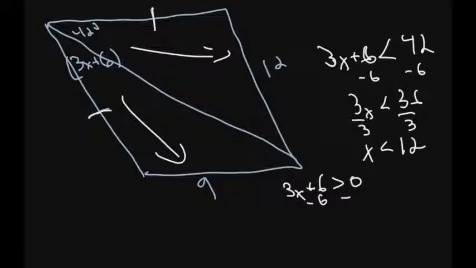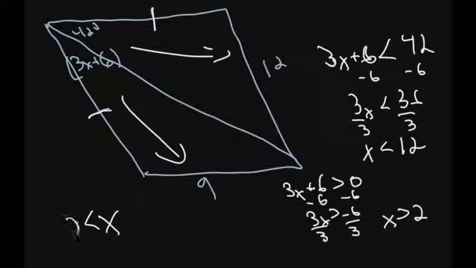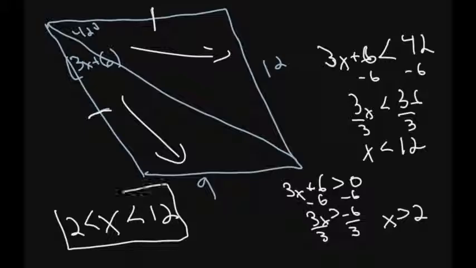So we subtract 6 from both sides. So you get 3x is greater than negative 6. Divide by 3. Negative 6 divided by 3 is negative 2. So x has to be greater than negative 2. So the answer to what x is: x is greater than negative 2 but less than 12. So you have to do two different steps on this. You got to find what it's greater than and what it's less than.